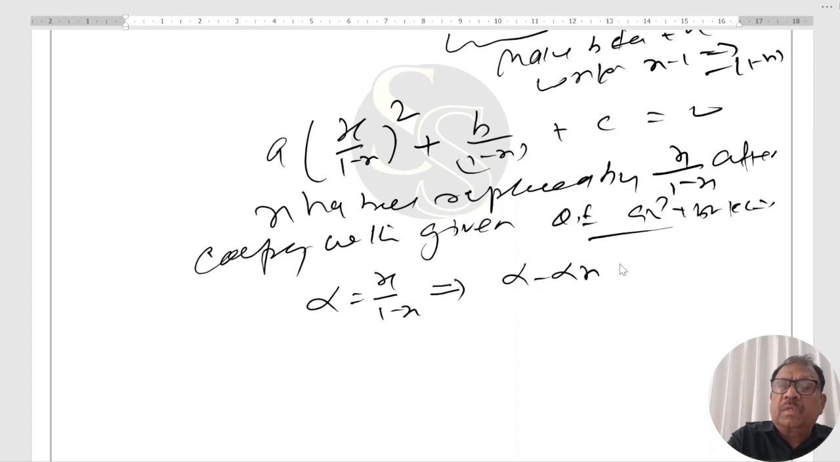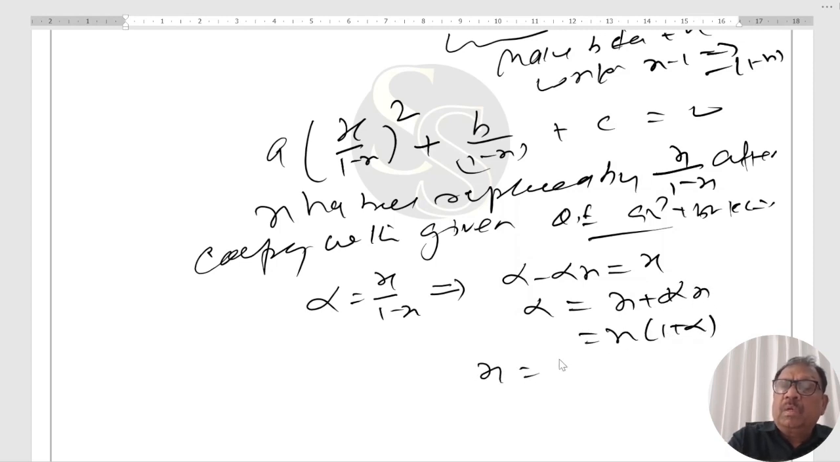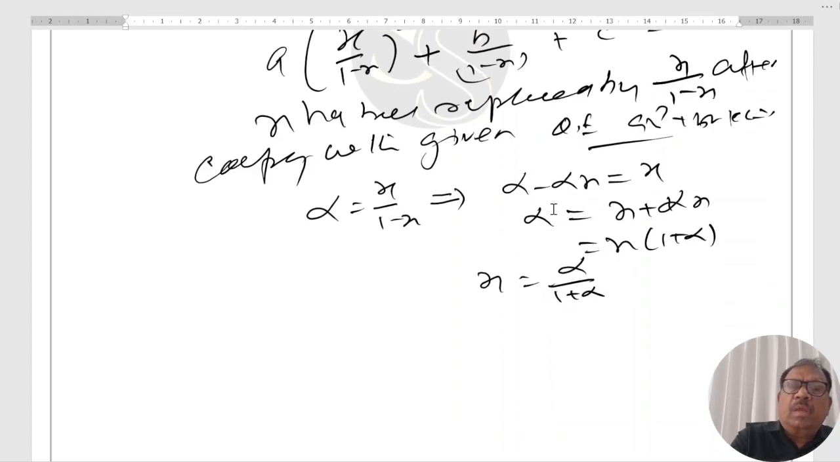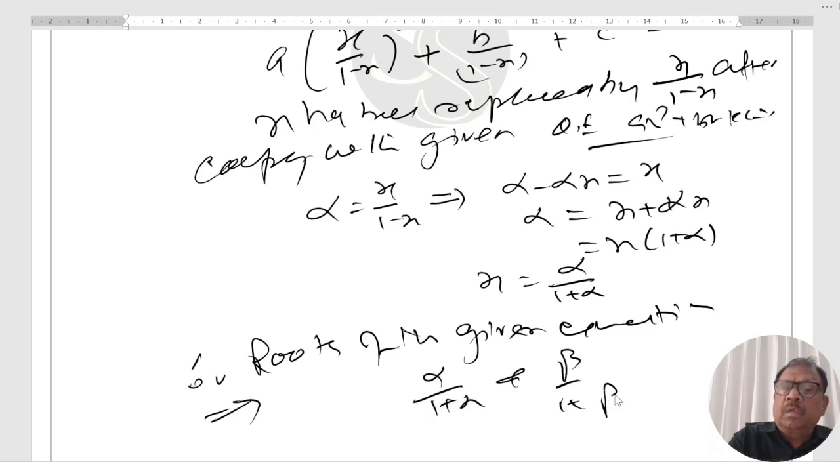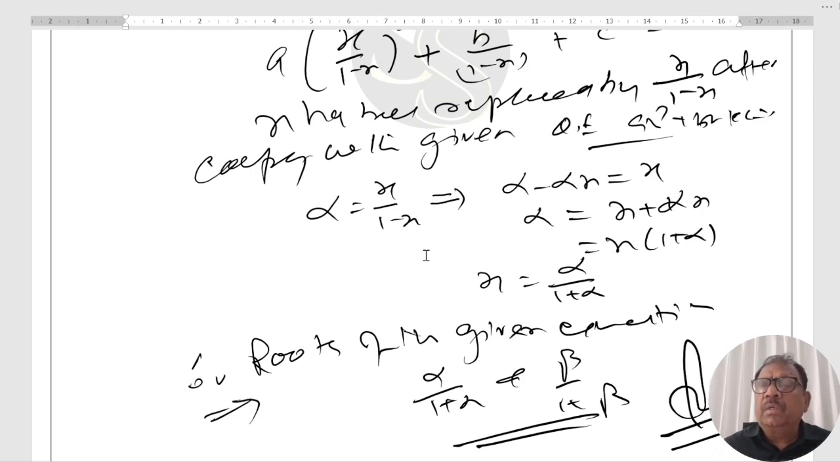Alpha minus alpha x equal to x. Alpha will be equal to x plus alpha x. X taken common, 1 plus alpha. X will be alpha over 1 plus alpha. Therefore, the roots of the given equation in terms of alpha and beta are alpha over 1 plus alpha and beta over 1 plus beta. This is the answer.